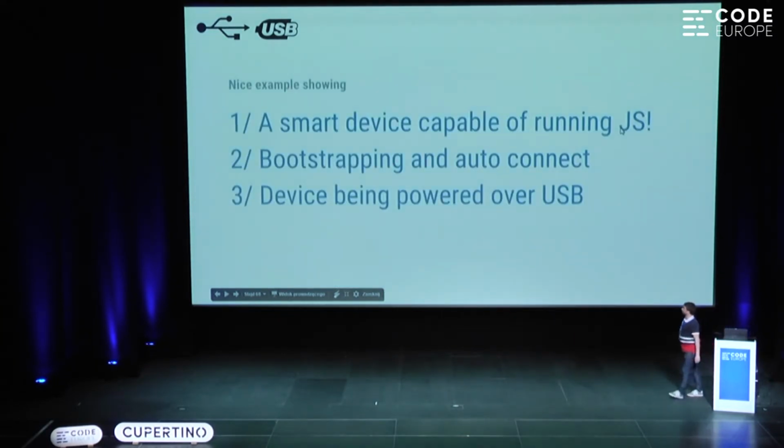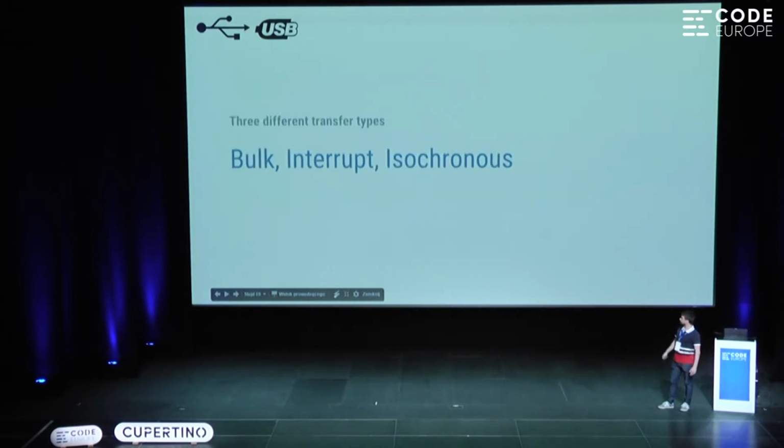So the example showed a smart device capable of running JavaScript. It showed bootstrapping, like I talked about before with the Bluetooth devices, which could have this Eddystone, also called Physical Web, where it's broadcasting a URL. Here you can get a dialog as well. The device can also broadcast the URL. And the device here is powered over USB. USB is much more powerful in some ways than Bluetooth.